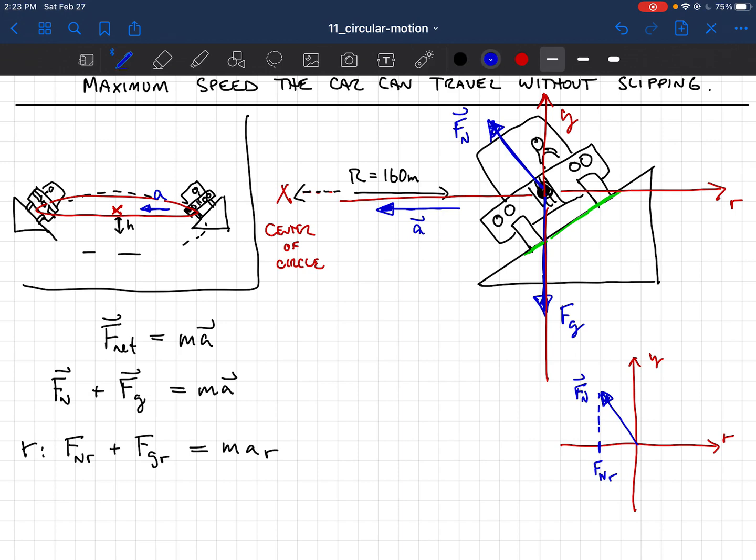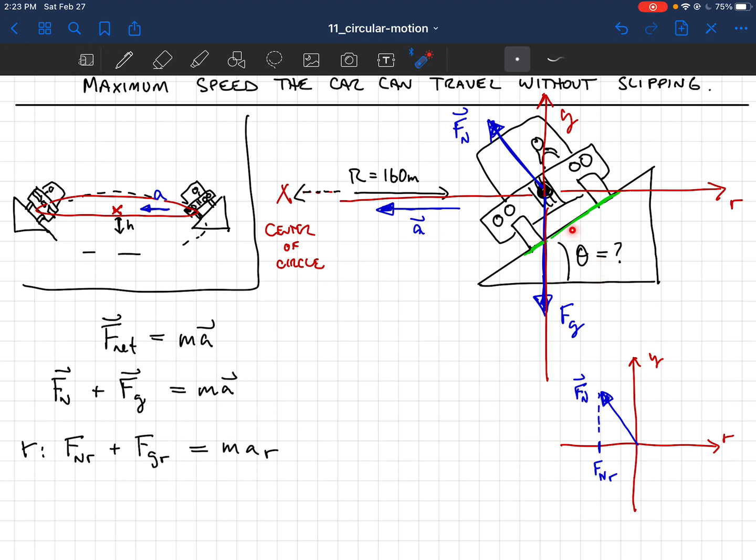So let's draw the banking angle. The banking angle is going to be this theta, which we don't yet know what it is. And how does that relate to the angles next to the normal force? Well, you can see here that if the banking angle was 0, then the road would be flat, and the normal force would point directly upwards.